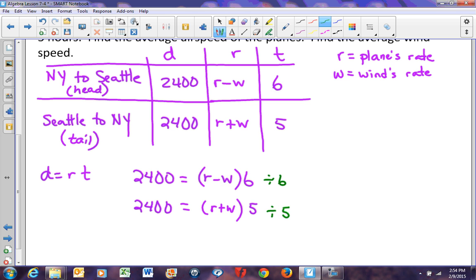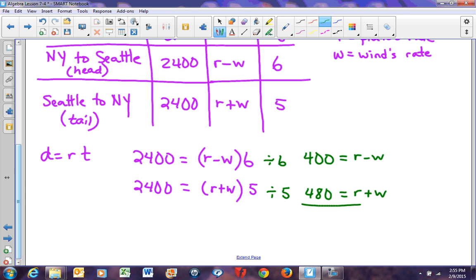So if I take 2,400 and divide it by 6, I'm going to get 400 equals, if I divide this side by 6, I just get R minus W. If I take 2,400 and divide it by 5, I'm going to get 480. And if I take R plus W times 5 and divide that by 5, I'm just going to get R plus W. Now look at this. I have two equations, two unknowns, and if I add them together right now, the wind speeds cancel out.